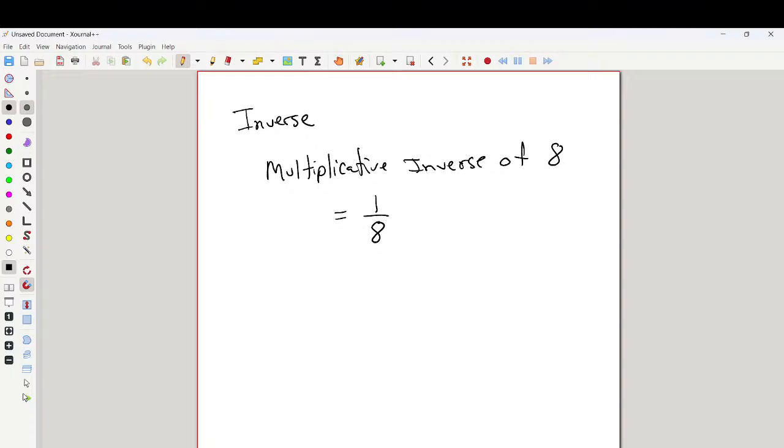It's 1/8. It's because if you take any number, fill it in here, anything you want, 5, and you multiply it by 8, then the undoing, which is what inverse stands for, of multiplying by 8 is multiplying it by 1/8.